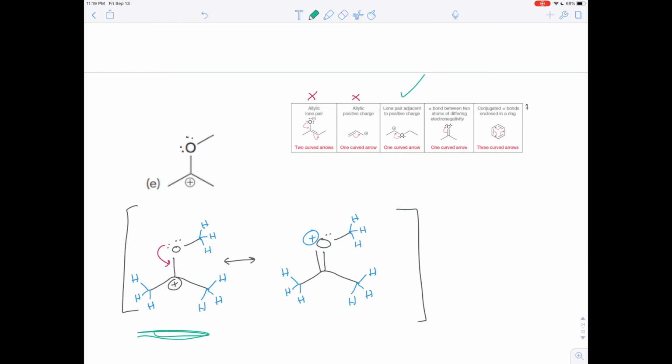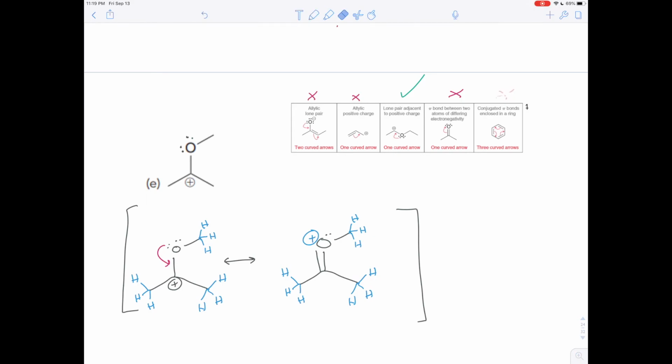Still looking at this first structure, was there a pi bond between atoms of differing electronegativity? No, we didn't have a pi bond, so we couldn't have that. And in that first structure, there's no ring, so you couldn't have alternating single and double bonds all the way around a ring.